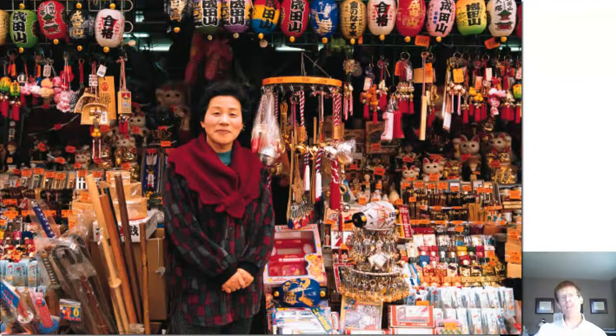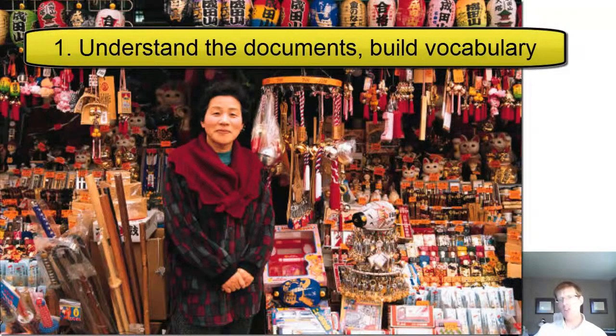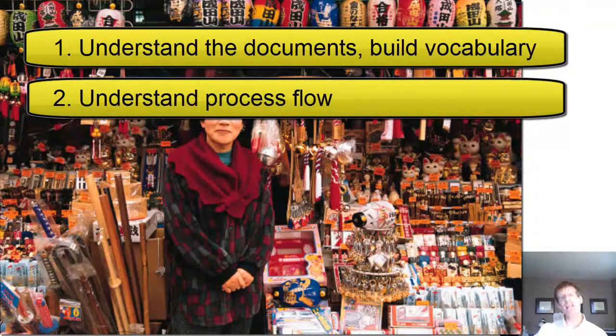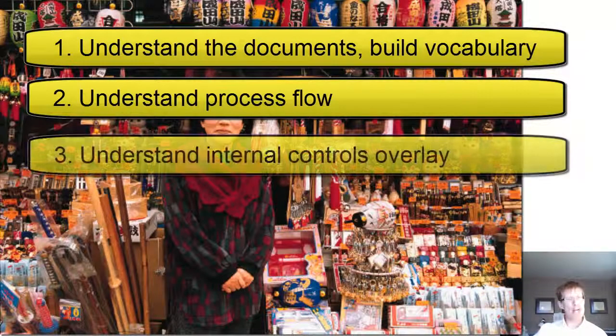Let's first describe the sales cycle from cradle to grave, and I want you to make note of three things. First, understand the types of documents and journals, and this is really to build up your vocabulary. Second, understand how the processes work. That is, how do dollars find their way through the accounting system onto a set of financial statements? And thirdly, understand how internal controls are overlaid on the processes to ensure the integrity of the system.